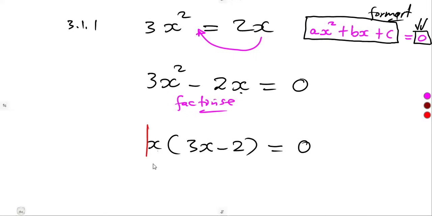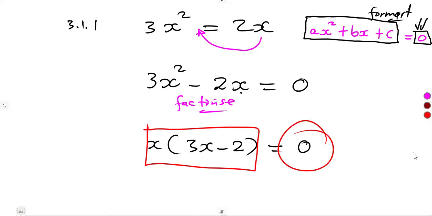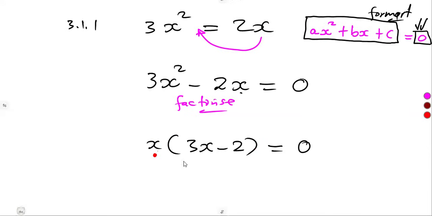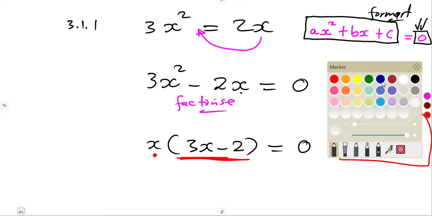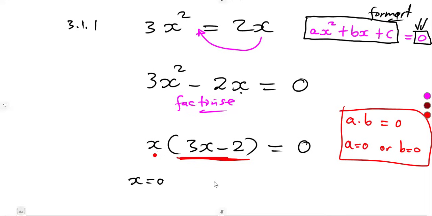Remember, from the zero product, for the product of these two to be equal to 0, it means one of these two must be equal to 0 as well. A times B, for it to be equal to 0, either A is equal to 0 or B is equal to 0. That's the zero product. There's a bracket, so that's a product. It's x times this. Therefore, we can separate to say x is equal to 0, or this bracket 3x minus 2 must also be equal to 0. So that's how you solve.